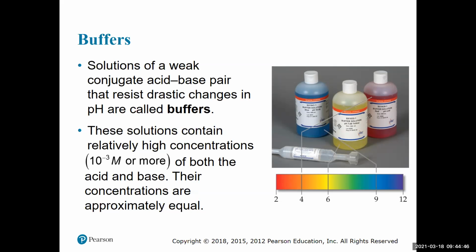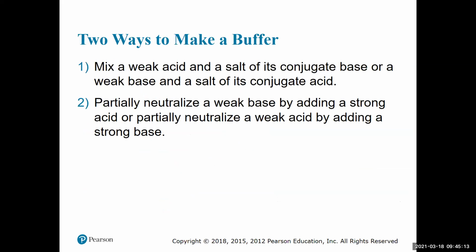The other thing is you need the concentrations of the conjugate acid-base pair for each of those to be roughly the same. Okay, it doesn't have to be exactly the same, but it's got to be kind of in the same ballpark. And that is what allows you to have a buffer solution. And there's some specific calculations that we can do pertaining to buffer solutions, and we'll talk about that in a few minutes.